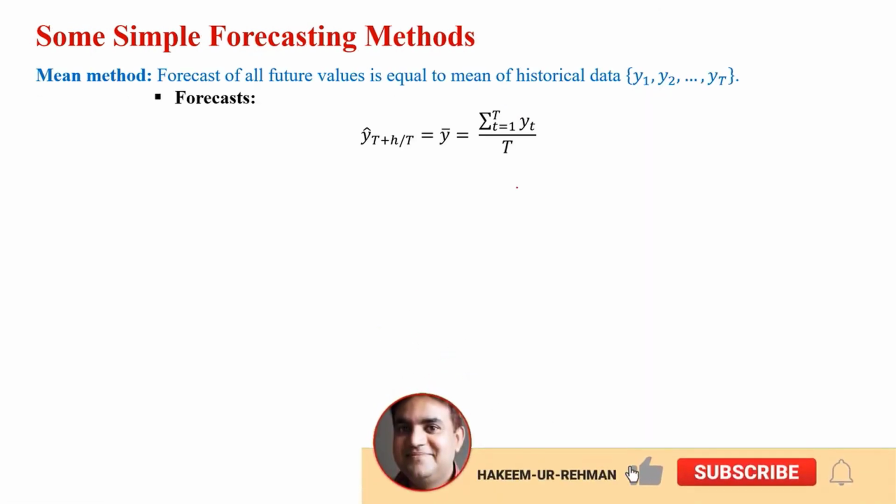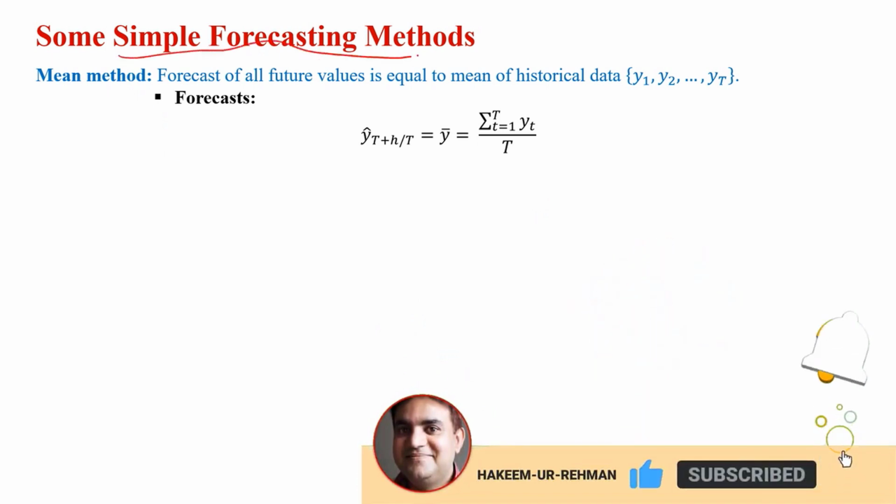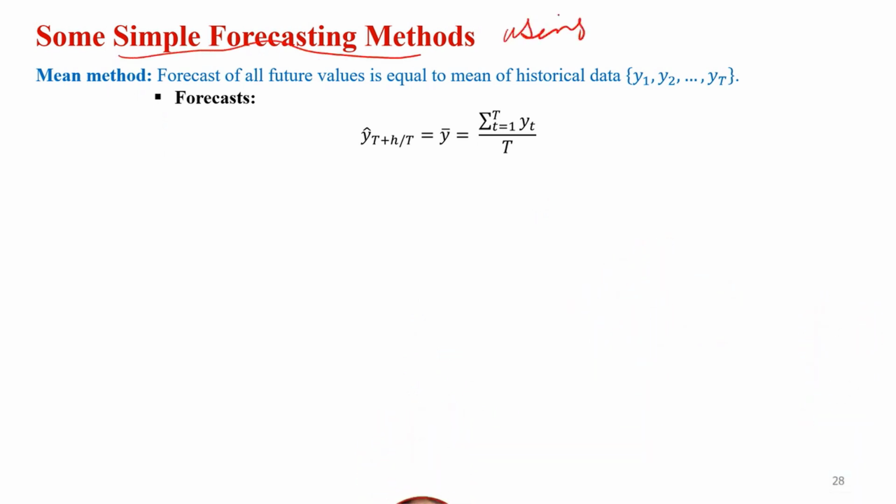Welcome. In this video lecture, I am going to talk about some simple forecasting methods using R. We will also discuss how we can calculate the in-sample forecast error, as well as the out-of-sample forecast errors, and then we will compare those methods to see which method is suitable for the particular data set. The first method we are going to discuss is the mean method, or the average method. The future value is simply going to be the average of the historical data.